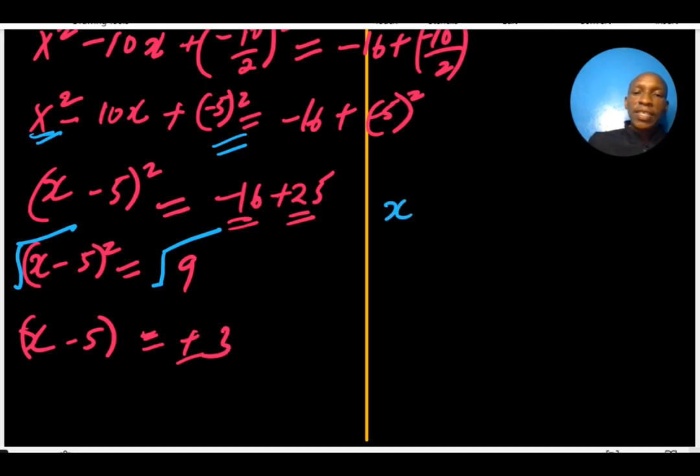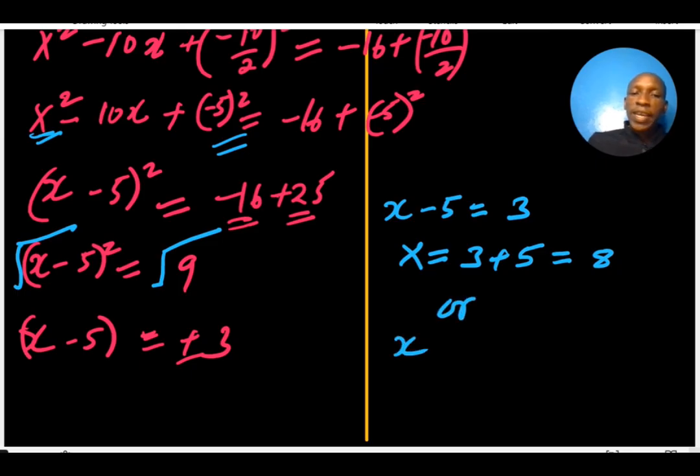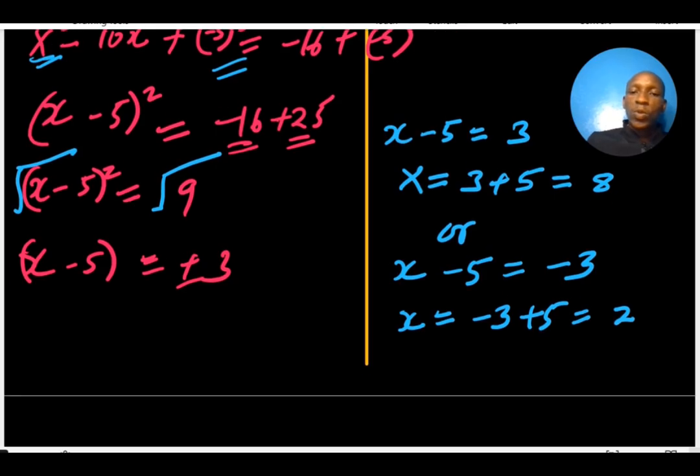We shall have that x minus 5 is equal to positive 3. In that case, x is equal to 3 plus 5, which is equal to 8, or x minus 5 is equal to negative 3, and that gives you x is equal to negative 3 plus 5, which is going to be positive 2. So therefore the value of x is going to be 8 or positive 2.